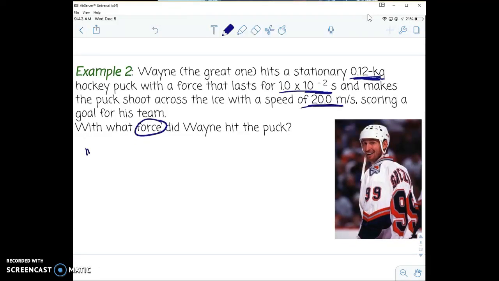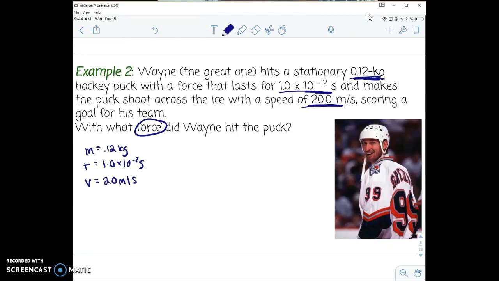Okay, so we know that our mass is 0.12 kilograms. Our time is 1.0 times 10 to the negative 2 seconds. And our velocity is 20 meters per second. We want to know what force he hit the puck with.